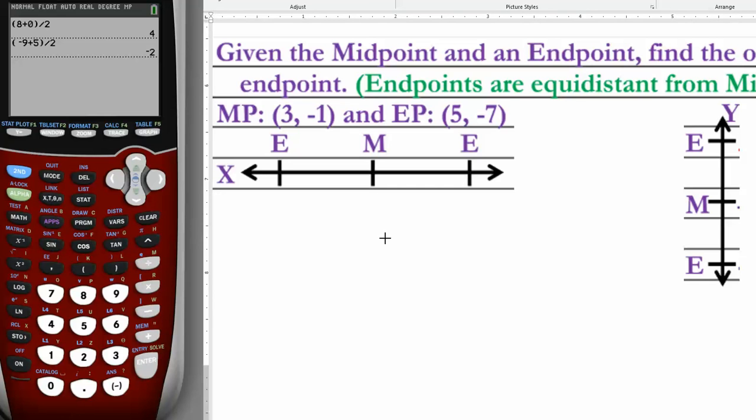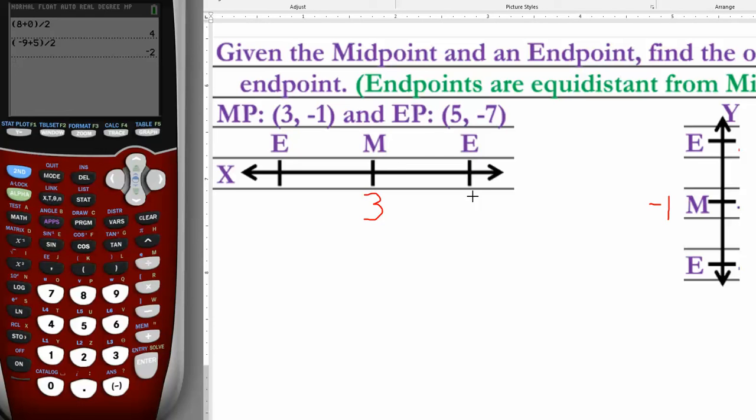So let's focus on each dimension. Let's focus on the x, let's focus on the y, and just think about this logically. So the midpoint of the x is 3, while the midpoint of the y is 5. And then the endpoint, oh, I'm sorry, that's not right. The midpoint of our y was negative 1. Sorry. Then we have the endpoint of our x value is 5.